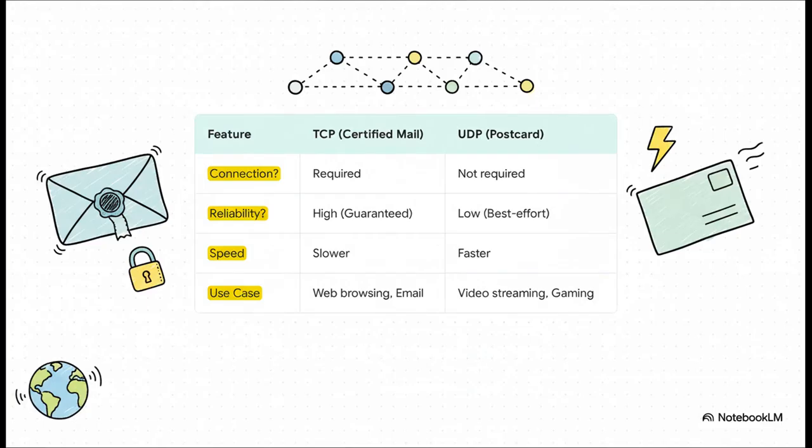First, there's TCP. Think of this like sending certified mail. It establishes a connection, it guarantees every single packet arrives, and it makes sure they're all put back together in the right order. This is perfect for things like email or loading a web page.